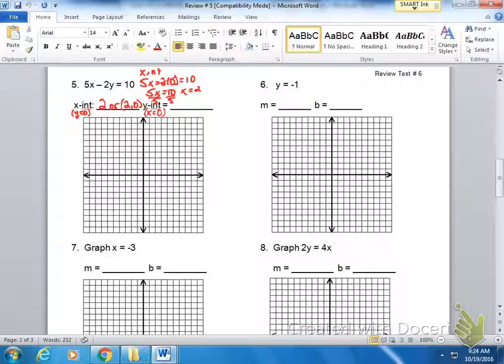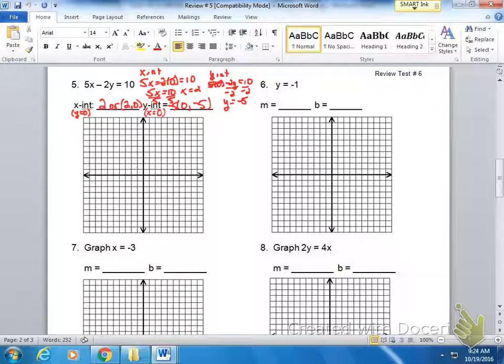Now I do the same thing for the y-intercept, except I plug in 0 for x instead of y. So 5 times 0 minus 2y equals 10. The 5 times 0 goes away. I divide both sides by -2, and I get y equals -5. So this is the point (0, -5), or you can just write -5. Sorry, they got so jumbled in there.